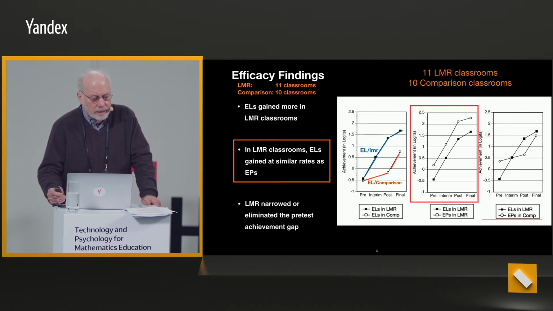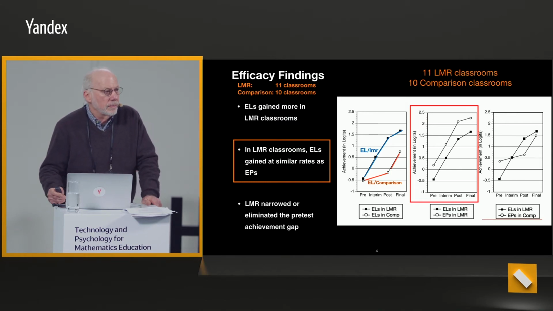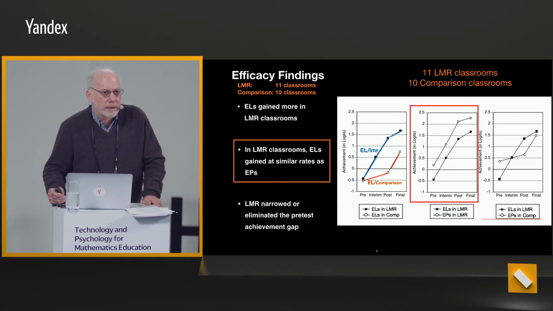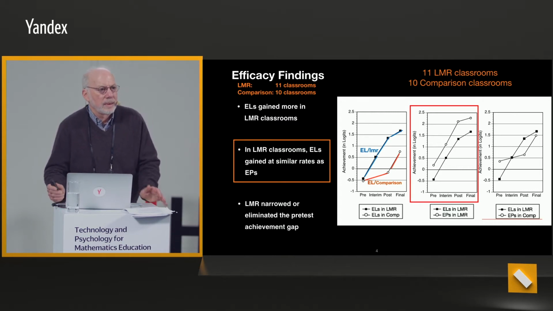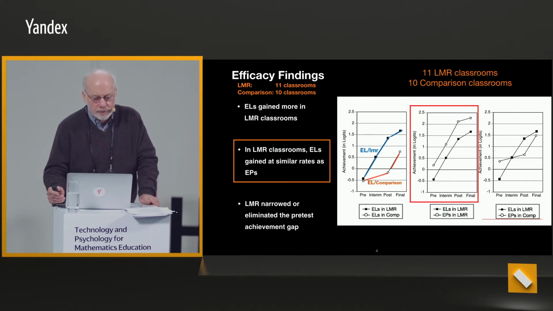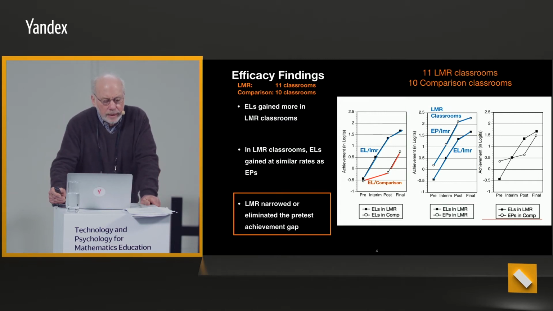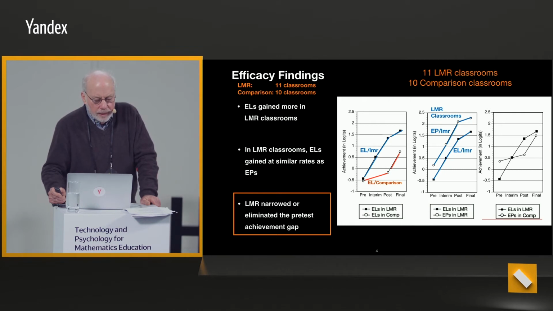A second claim was that in LMR classrooms, ELs, or English learners, gained at similar rates as English proficient students. This was important to us because, in general, the gap between English proficient students and English learners widens over time. But in the second panel, just within LMR classrooms, we see at the pre-assessment there was a gap between English proficient students and English learners, but by the end of the assessment, there were no significant differences between these groups.